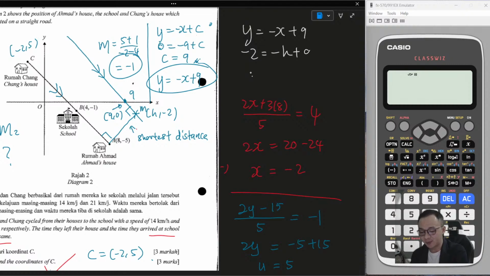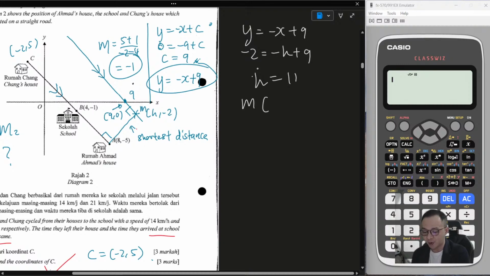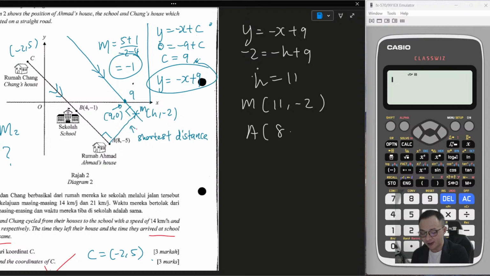This one is h plus 9. Then from there, I should be able to get my value of h easily. So my value of h should be 11. So the M coordinate will be 11 and -2. And then the A coordinate is 8, -5.